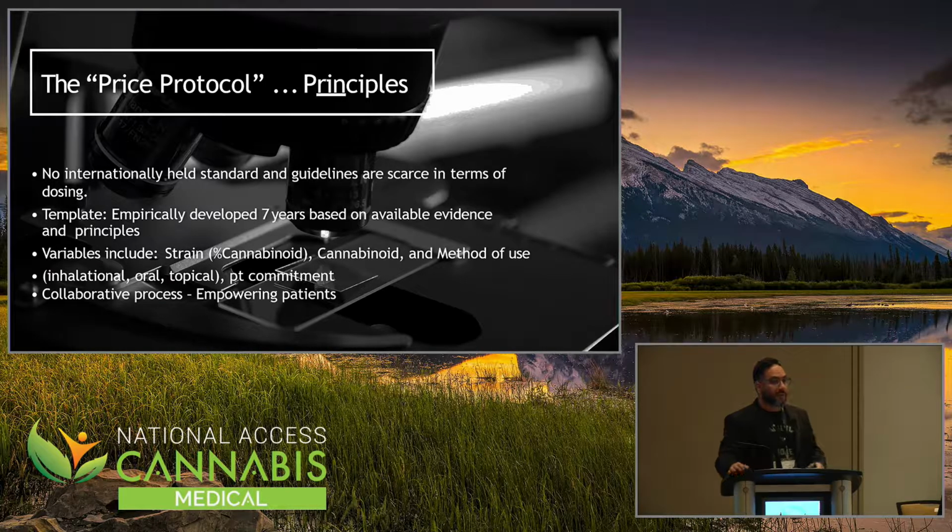Variables, of course. There are multiple variables when it comes to dosing cannabis. You've got to think about what is the strain, what is the percent cannabinoid. The question is, who doses in percentages? Unless it's like some sort of cream, 2%, whatever, cortisone cream. But if you're giving somebody a pill, here, go take 2%. Like, what does that actually mean?